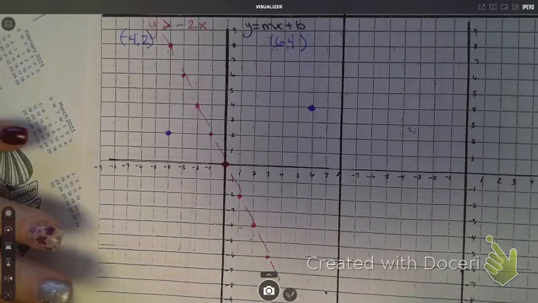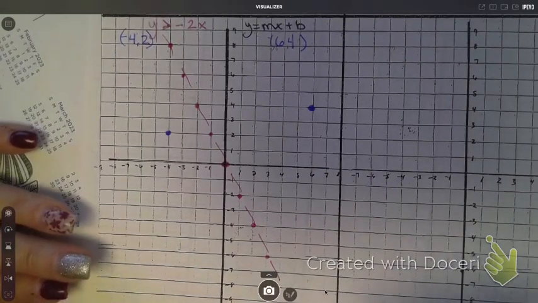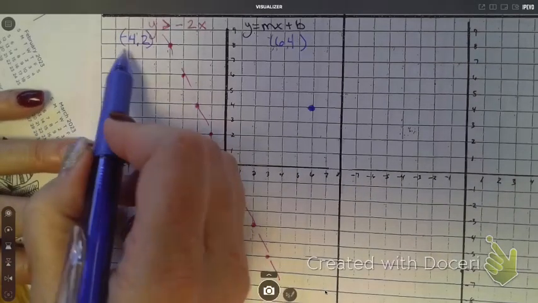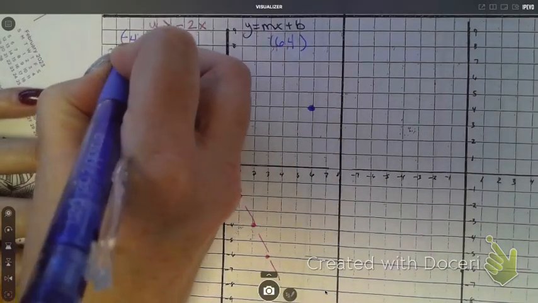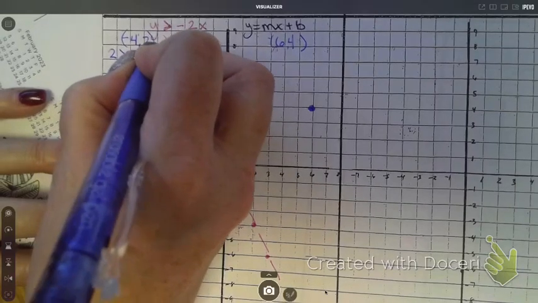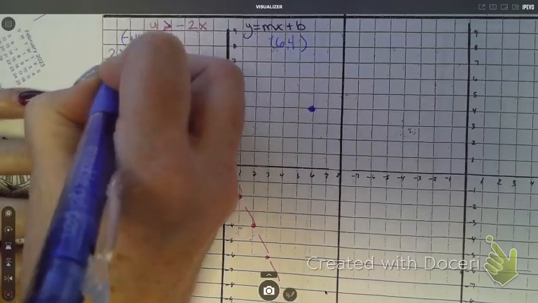Do we plug in the x? Yeah, you plug in the x and the y. So y is 2, is greater than negative 2 times negative 4. So is 2 greater than 8?